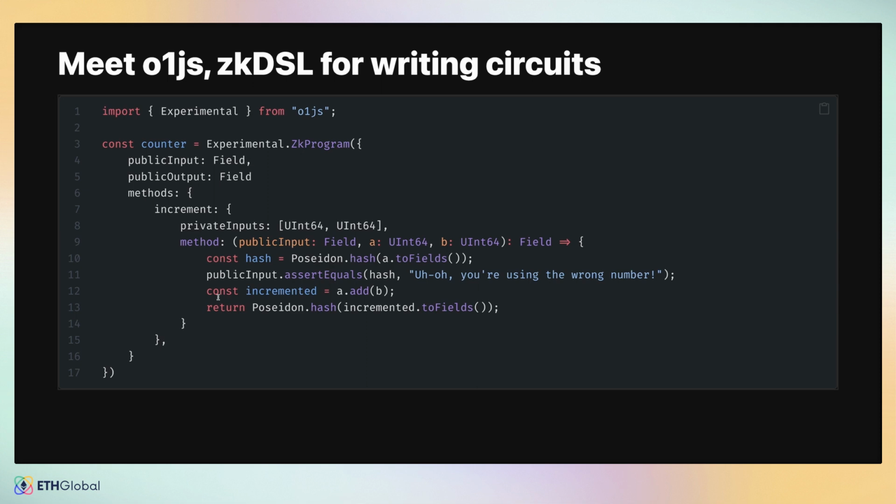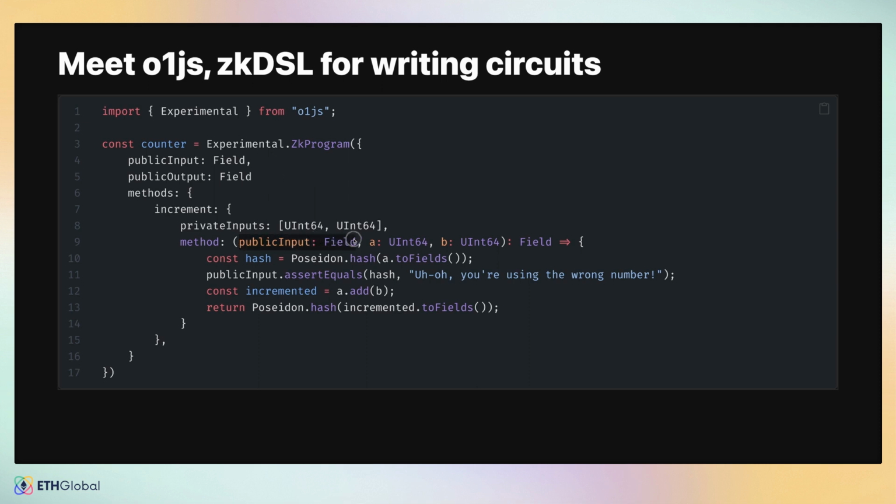So what do we want to achieve with this circuit? We want to write a circuit that allows someone to store a hidden number, or a hash of a number, and it allows you to increment the number only if you can guess the pre-image of the hash of that original number. So let's go through the code to make it more obvious.